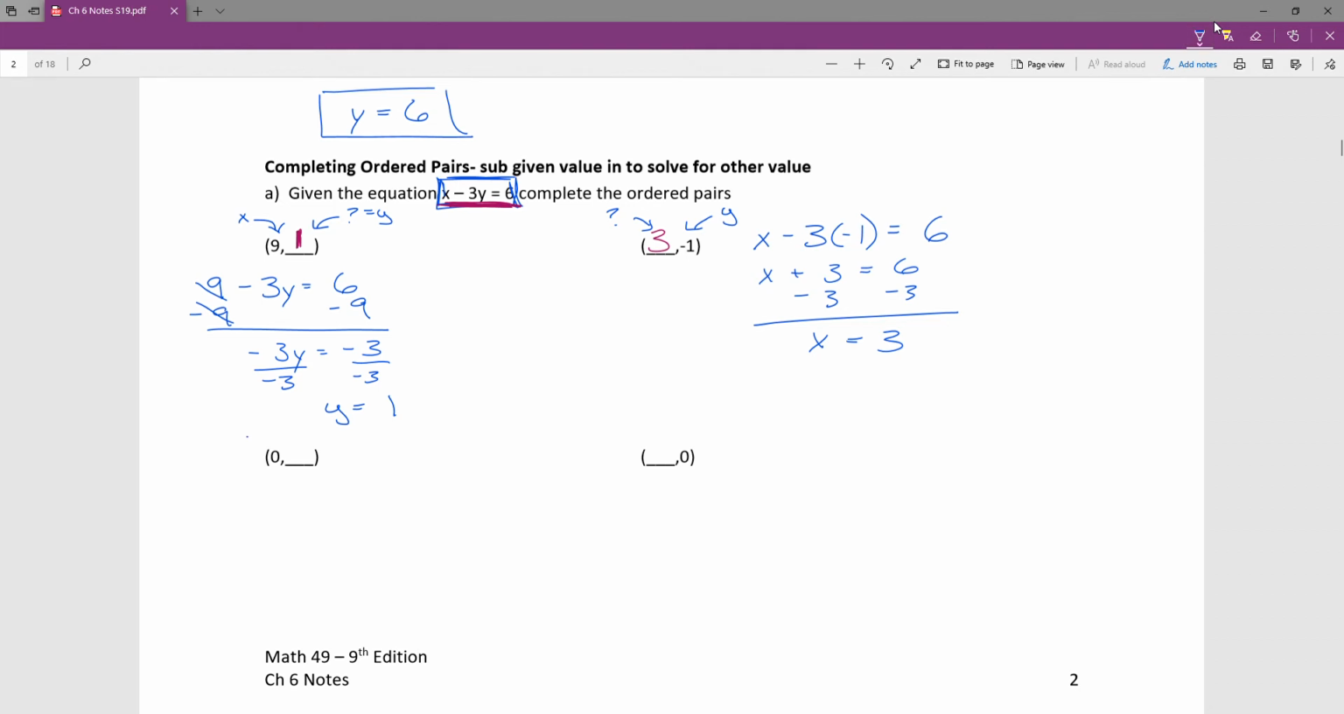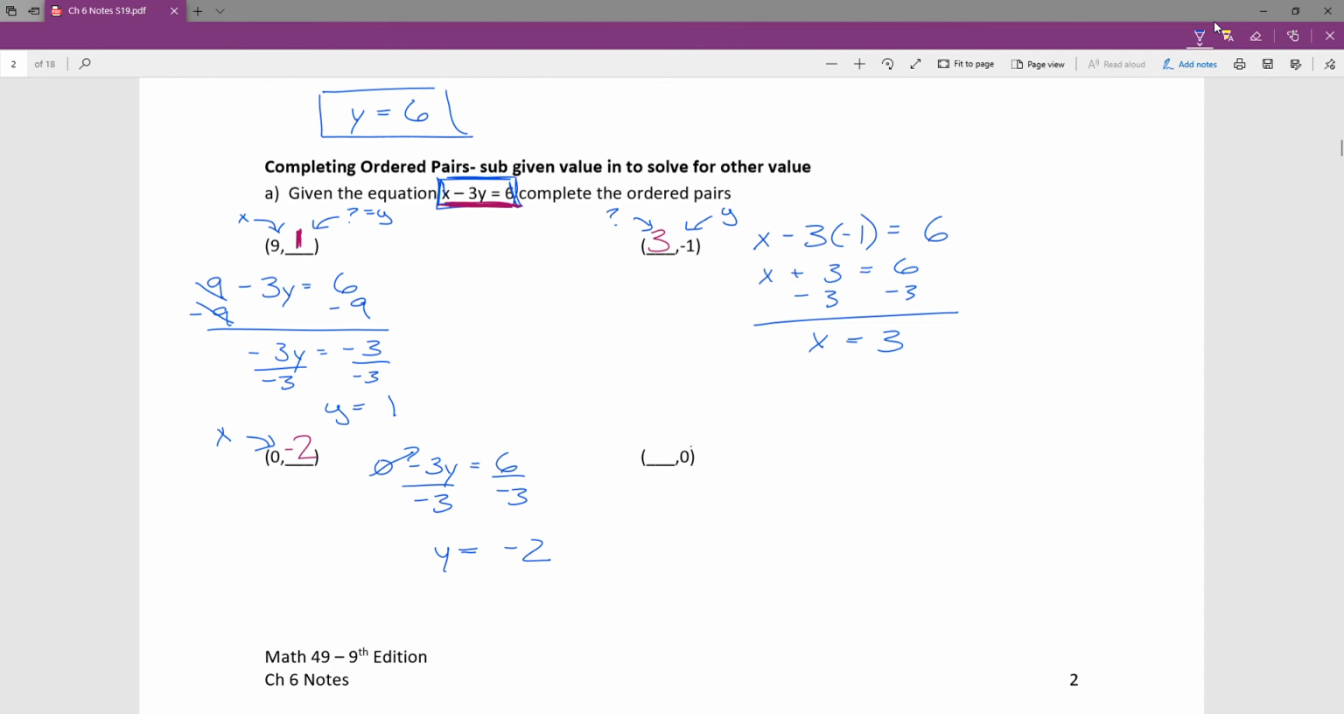Last two, I really love subbing in zeros, usually because it's quick. So what I'm saying is solve for y when x equals 0. So I sub in 0 where I see that x, and then I'm going to solve for y. Well, that's just nothing. It's not there. So I get a final answer that y equals -2. And again, I'm filling in the blank in my ordered pair with this.